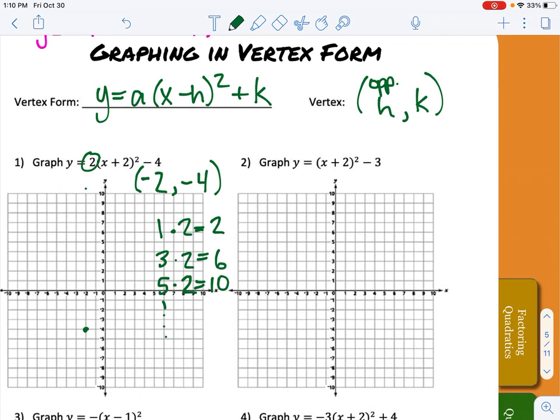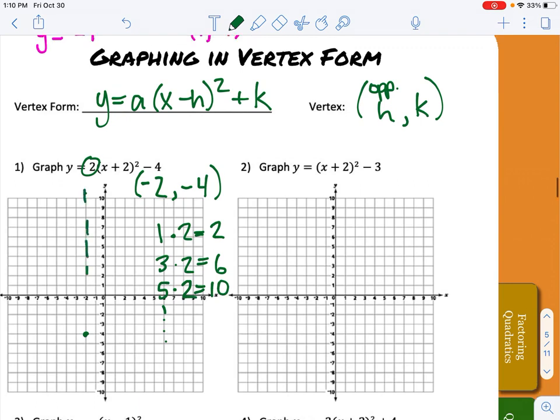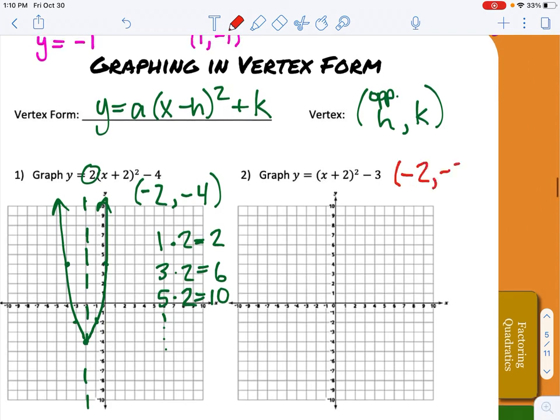I'm going to draw in my axis of symmetry. So I go over 1 and up 2. I go over 1 and up 6. And then from there I'd run out of space as well. So I'll just stop there and draw in my graph. Call it good to go. Next one is very similar. Our vertex, opposite of h, negative 2, comma k, negative 3, plot it.